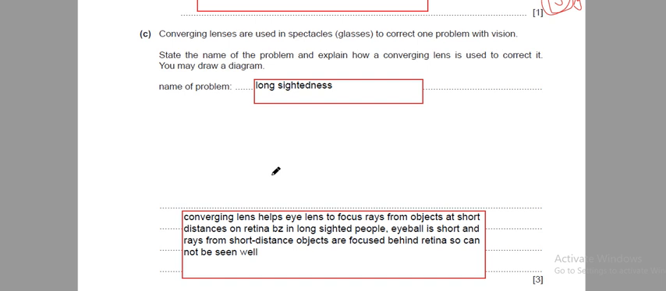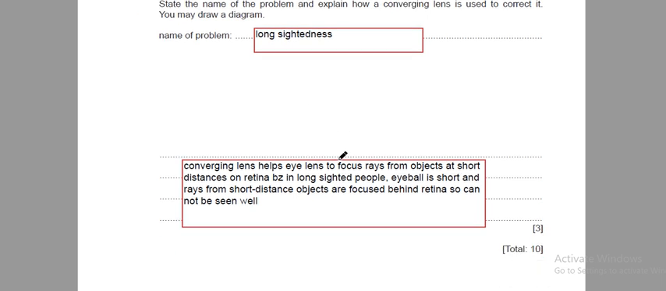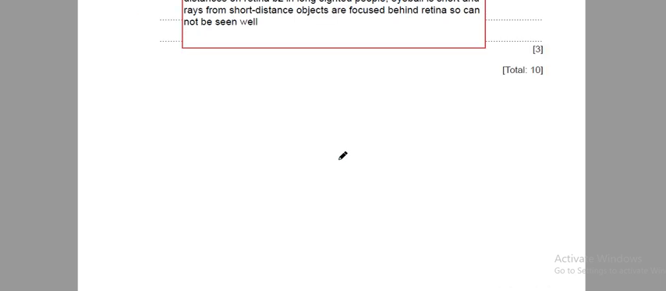And as I always remind you, eyeball has an opposite adjective to the disease. So when eyeball is short, the disease is long-sightedness. So converging lens helps eye lens focus rays on retina, because eyeball is short, so the disease is long-sightedness. Don't forget this way of remembering how lenses fix eye problems.